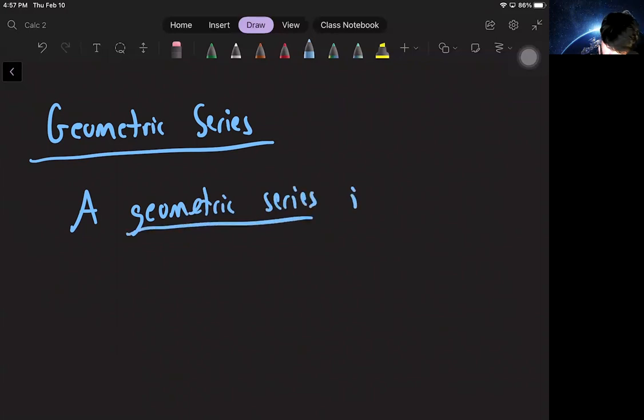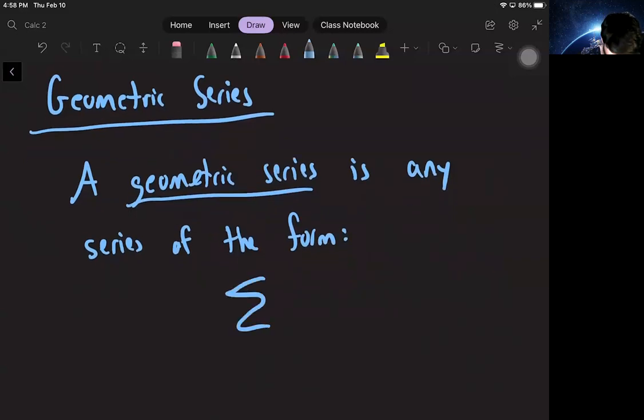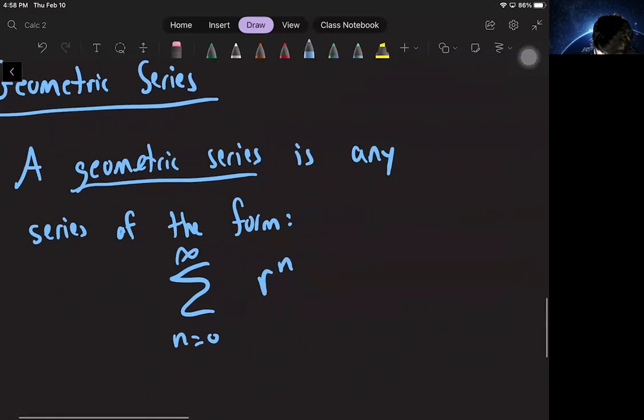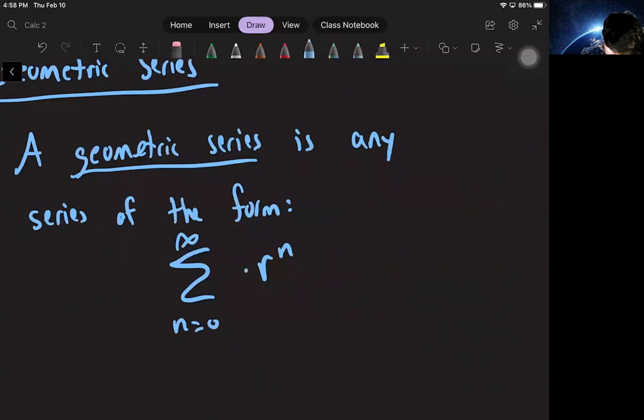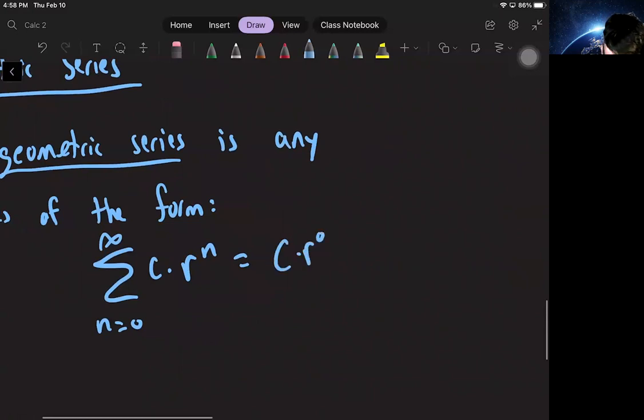So it's not going to be something very particular. It's going to be any series of a certain form, the form being something like this. So it's got to have a number to the nth power, and you can multiply by a constant if you want. So it'll look like this, like c times r to the 0 plus c times r to the 1 plus c times r to the 2, and so on.